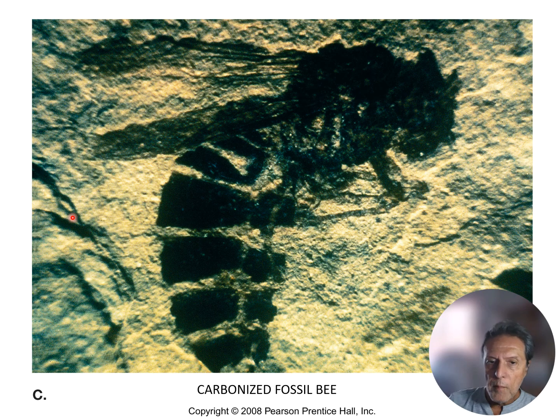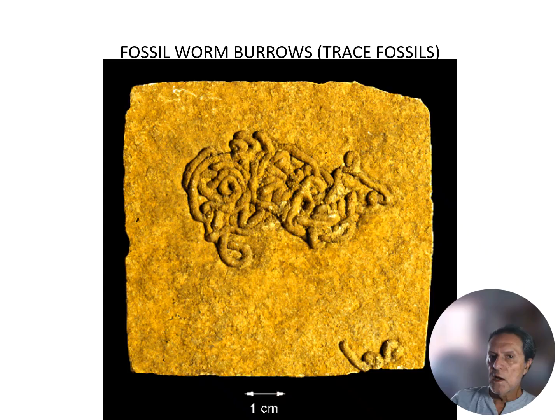Here is another carbonized fossil. This is a fossil bee, the imprint of the original organic carbon on the sediment. Here's another trace fossil. No body part, no shell, no bone, no carbonized imprint. This is just the preserved tunnel network excavated by ancient worms. And this is what you see as the cast of these burrows preserved in sandstone, probably a near shore or near beach type environment.